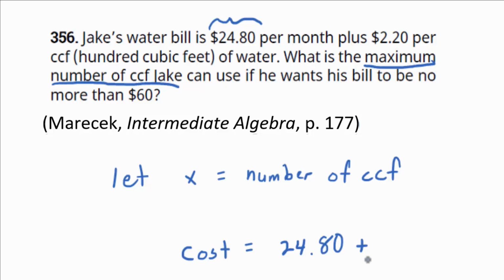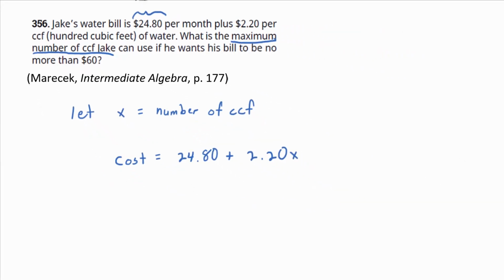It costs him $2.20 per 100 cubic feet, per CCF. So just like the last problem, we're going to multiply, aren't we? So we're going to go 2.20x. Let's make sure that's clear to you. That's going to be the cost of x CCF. Is that clear? Because it costs 2.20 per CCF. So that's a cost equation. It's not quite what we're after, but if you had an x value and filled it in, you'd get how much Jake would have to pay.